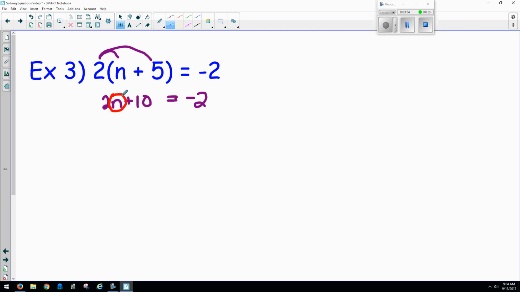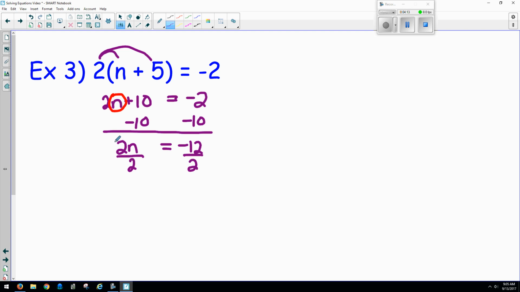And I need to get this term by itself first, so I'm going to get rid of this 10. So I'm adding the 10 to 2n. I'm going to do the opposite of addition. I'm going to subtract that 10 from both sides. I have 2n equals negative 12.